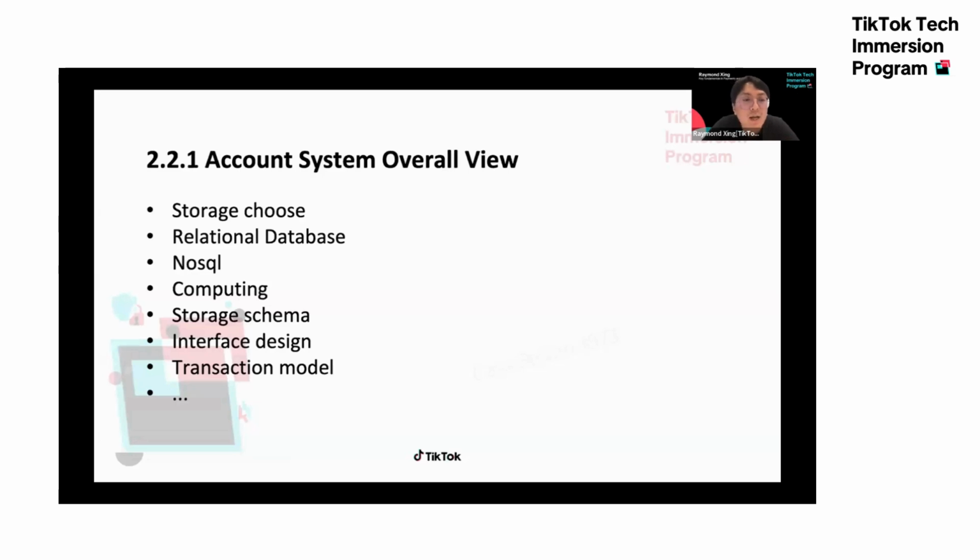After we make decisions on the storage layer and the computing, another part is the storage schema: how we design the structure of the user data, what interface we provide upstream, what kind of transaction model we choose to suit the outside transaction scenarios, and so on. These are all things we need to think about. Next slide, please.